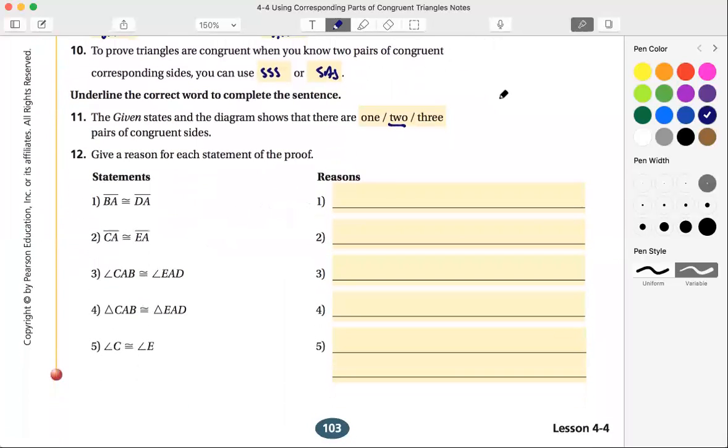So here's our proof. Line segment BA is congruent to line segment DA. And the reason I know that is because it was given to me. I also know that line segment CA is congruent to line segment EA, and that was also given to me. Now, I just marked this in the diagram. Angle CAB is congruent to angle EAD, and the reason I know that is because the vertical angles are congruent.